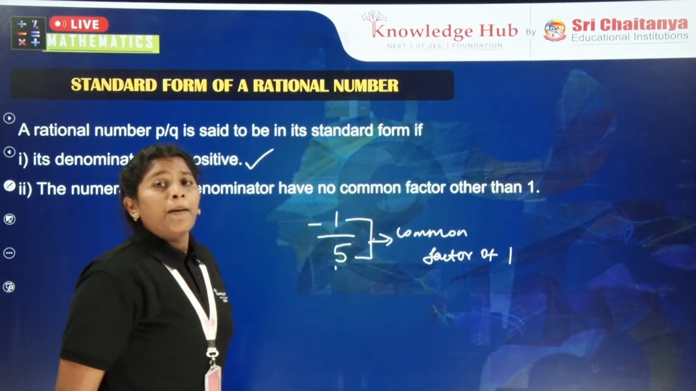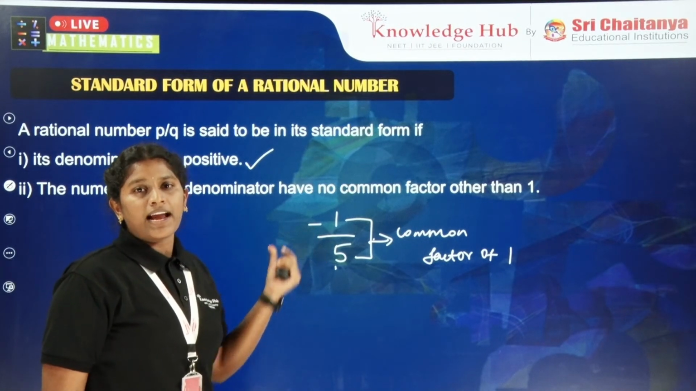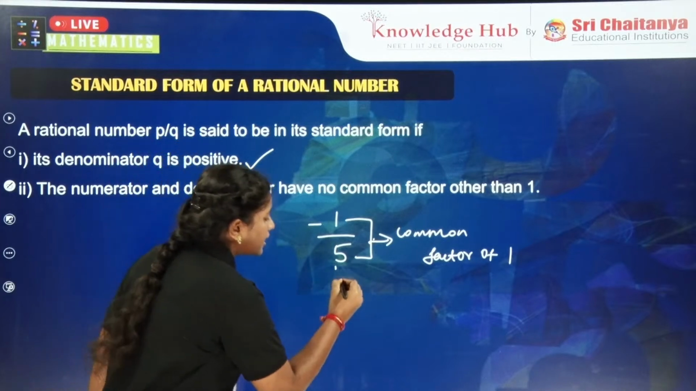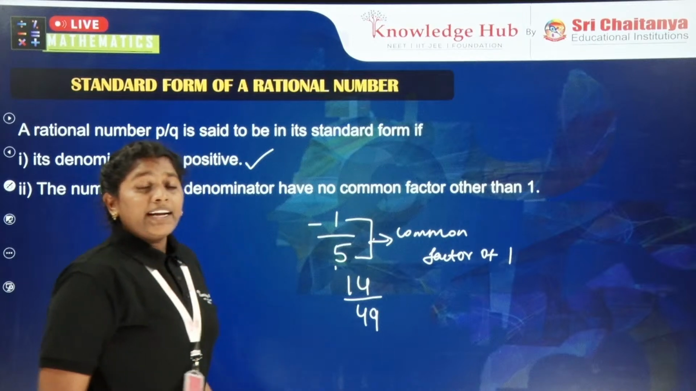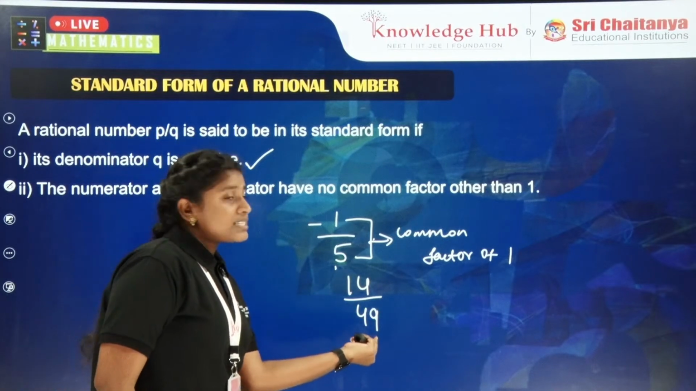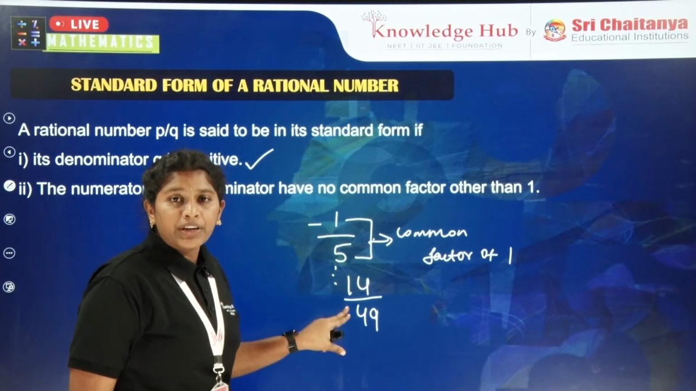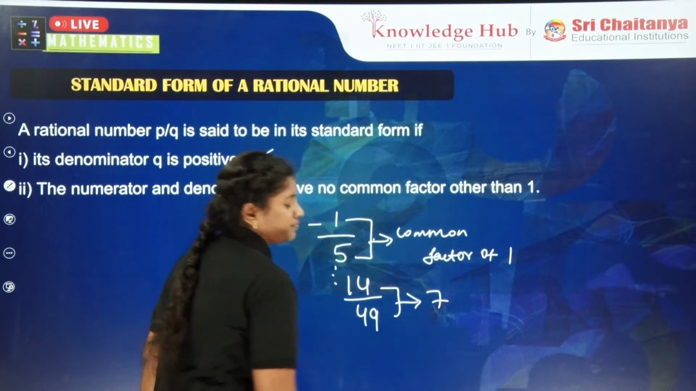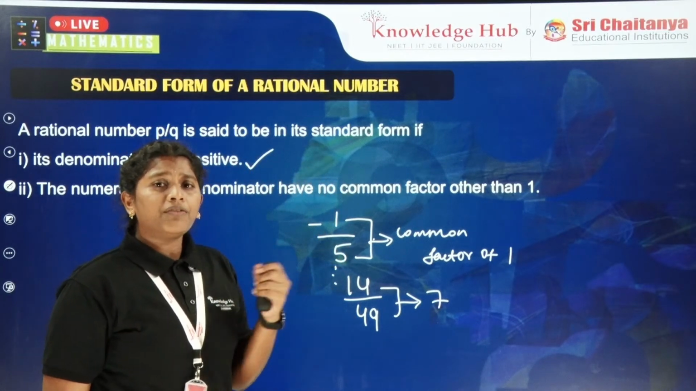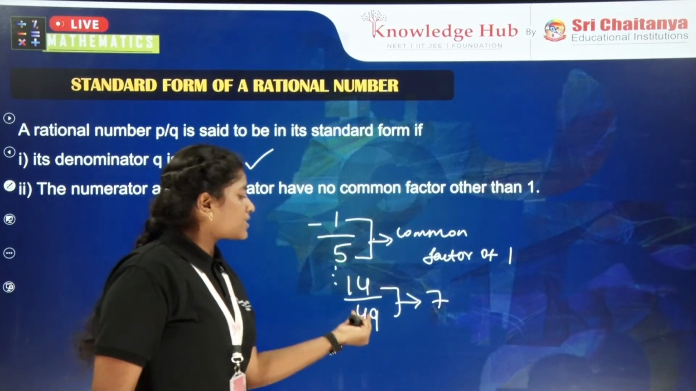So we can say that minus 1 by 5 is the rational number which is in the standard form. And if we consider another example, that is nothing but 14 by 49. The denominator has the positive sign, but if you consider the common factor between 14 and 49, it is 7. So out of the two conditions, it satisfies the first condition, but the second condition is not satisfied.